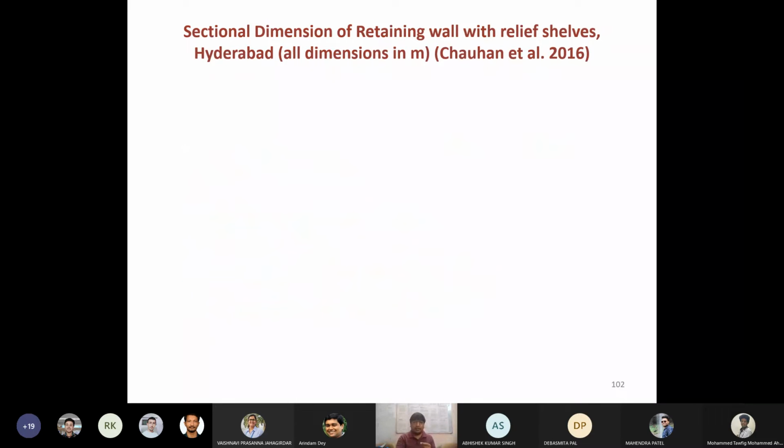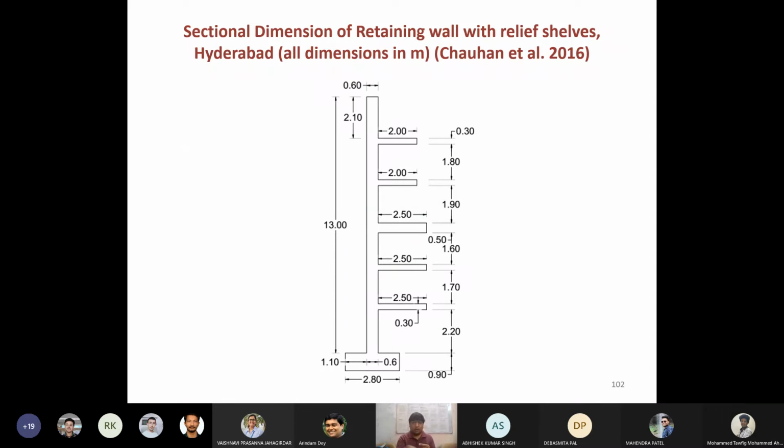Okay, so please have a look at the sectional dimensions of this particular wall which was constructed here. You can see that the base width was very small. It is very true that with the introduction of the relief shelf you can save on the base width, but this particular base width is much less than it should be. However, we noted that they have used 5 relief shelves for a 13 meter height, with a relief shelf width ranging from 2 meters to 2.5 meters.